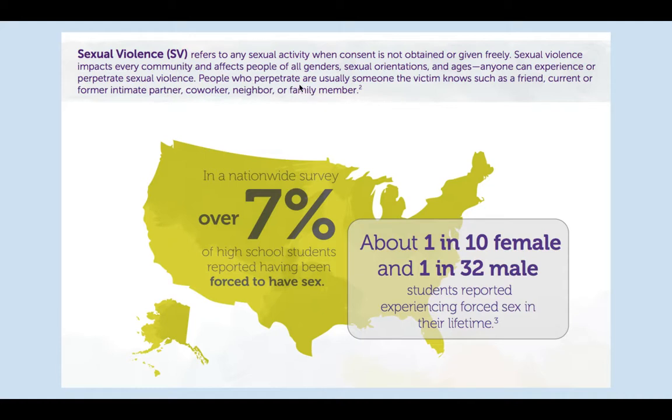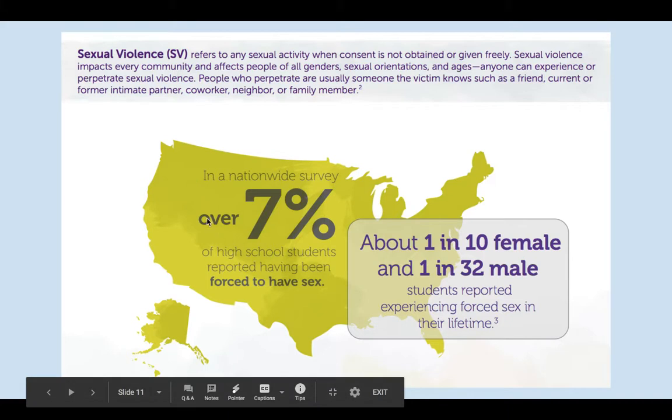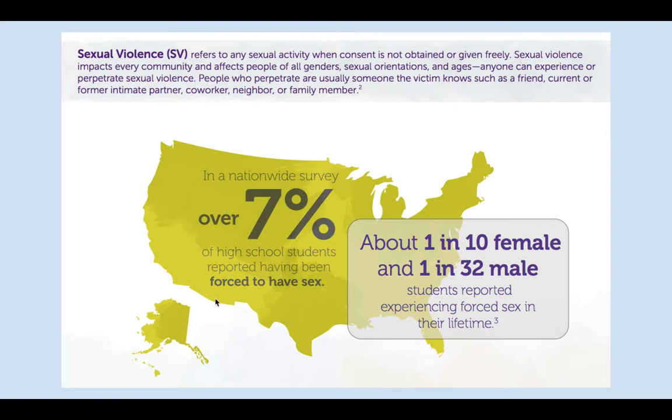Perpetrator means the person who's doing the bad things. Those people can be a friend, someone that you know, a coworker, a neighbor, a family member. It says right here, in a nationwide survey, so that means across the United States, over 7% of high school students reported having been forced to have sex. That's awful that anybody has been forced to have sex. High school students, so young people who are probably not in control, are being forced to do this. And this is an awful percentage, 7%.